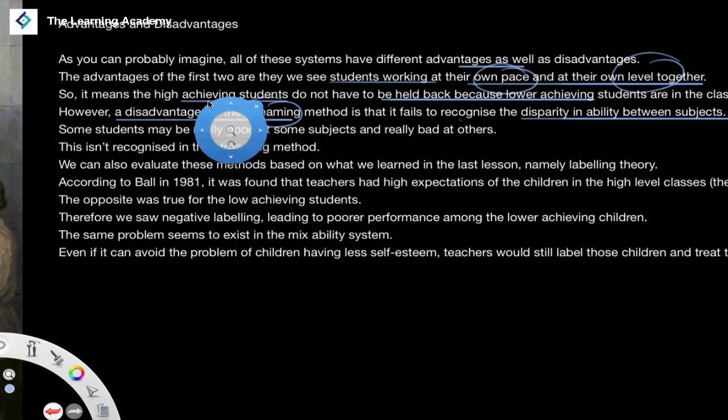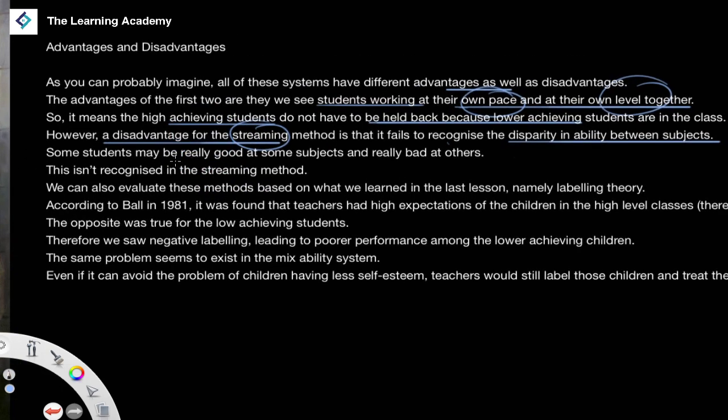And so therefore we have a situation where some students are really good at some subjects and not so good at others, or really bad at others. And having the method of streaming would mean that the student can be in the right class that they need to be in for, say, mathematics, but they might be in the wrong class for English, and they might struggle with that subject and find themselves lost, or vice versa.